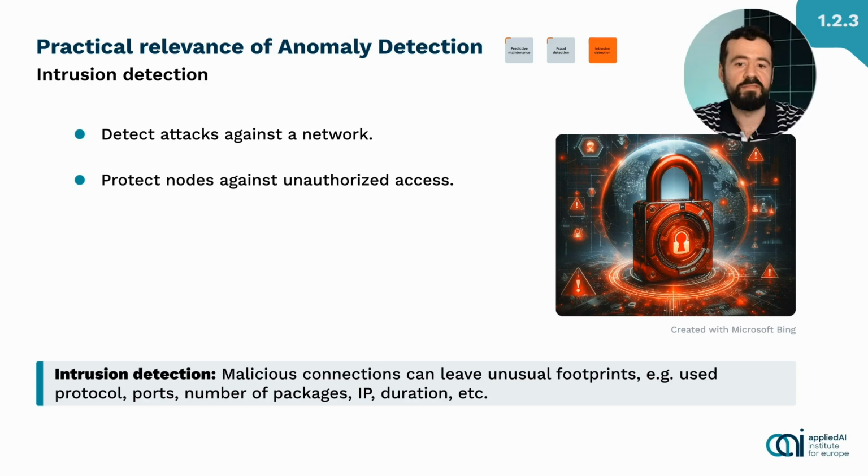Again, this can be tackled with anomaly detection because intruders often leave unusual footprints such as protocols, ports, the number of packages, the IP, or the duration of the connection. As an example, you might want to shield your ERP system against unauthorized access by intruders. One potential harm could be that an intruder tries to inject fake invoices into your system in order to get paid for services that he did not do.